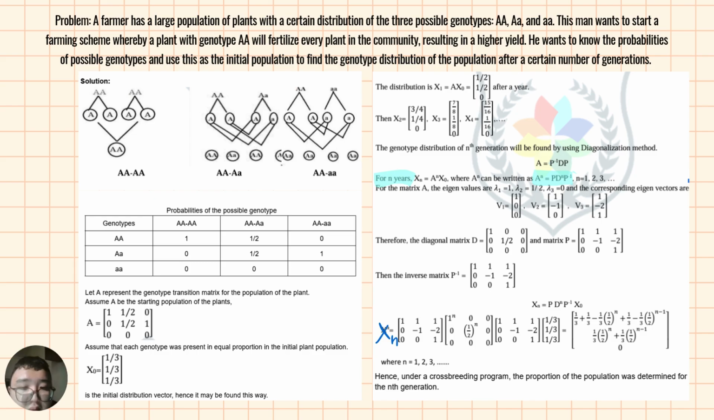Then we need to compute the inverse matrix of P, also by using the elementary row operations method. Now we can combine the two equations highlighted in blue to obtain the new equation, which is xn equals P multiplied by D to the power of n and P inverse and x naught. Then we compute it, and we get xn, which can be used to find the proportion of the population of the plants after n generations.